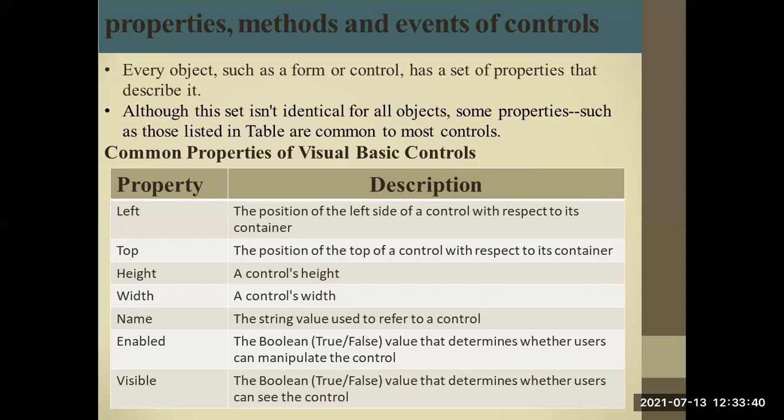Similarly, we have Width and Name. Name sets the string value used for referring to the control. Enabled is a Boolean, true or false value, that determines whether the user can manipulate the control. Next is Visible. Visible determines whether the user can see the control or not. So these are certain properties listed with respect to forms and controls, and they are common to most of the controls.